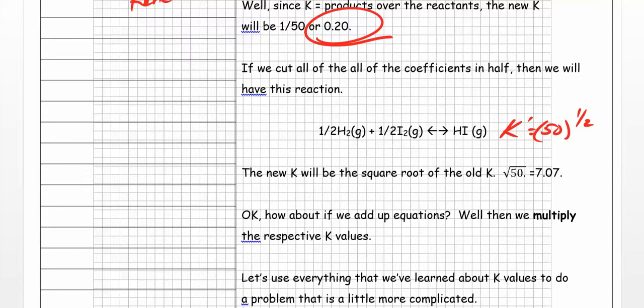Anything to the 1/2 power is the square root. So when we do that on the calculator, we get 7.07. 7.07 then would be the new K prime, right? So if we reverse the reaction, we take the reciprocal of the K. If we cut the reaction in half, we take the square root. If we divide everything by 3, then we take the cube root and so forth, okay? All right, so we're just working on manipulating K now, right?